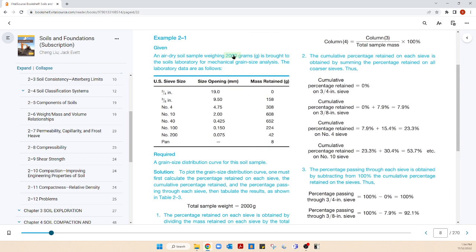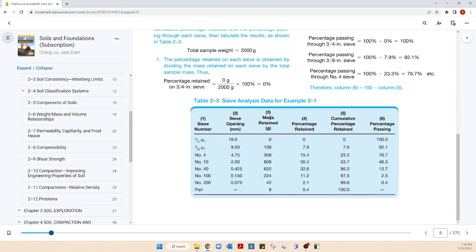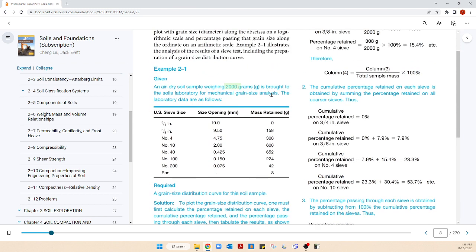Where's that total? 2,000 times 100, and that's going to give us the percent retained, and we'll get to that in just a minute. So this is what's retained. Nothing stayed in the, I'm sorry, in the 3/4 sieve.